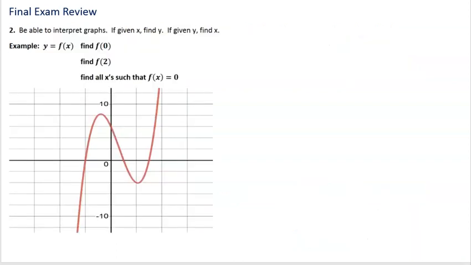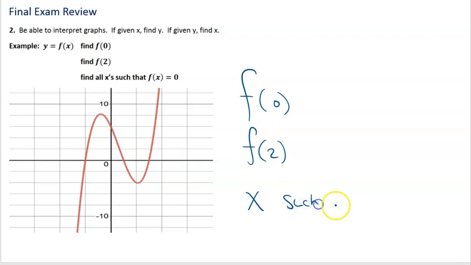All right, so the next question, we need to be able to interpret graphs. If given x, find y. If given y, find x. So we have a function here, and I ask you to find f of 0. So that's one of our problems. Then find f of 2, and then find all the x's such that f of x is equal to 0.